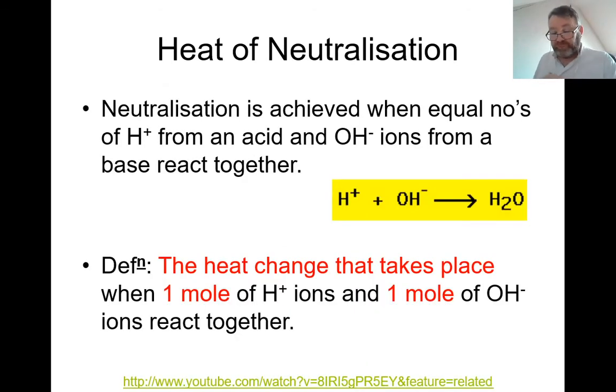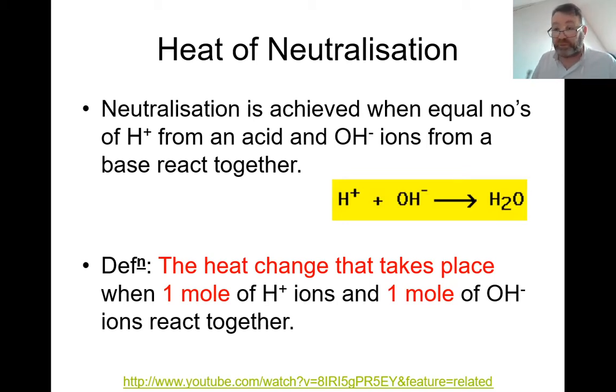So there's the definition down at the bottom. It's the heat change that takes place when 1 mole of H+ ions from an acid completely neutralize 1 mole of OH- ions from a base. Or put it this way, that's down here. It's the heat change that takes place when 1 mole of H+ ions and 1 mole of OH- ions react together.